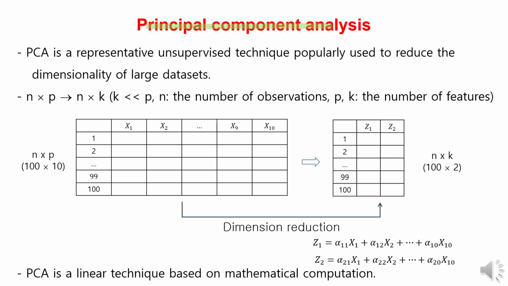PCA, or Principal Component Analysis, is a widely used unsupervised learning method for reducing the dimensionality of datasets. For example, if you want to reduce a dataset with 10 features down to 2 features, PCA performs a linear transformation to create new features, often called something like Z1 and Z2, and reduces the dimensions in this way. So, PCA is essentially a linear dimensionality reduction method based on mathematical calculations.